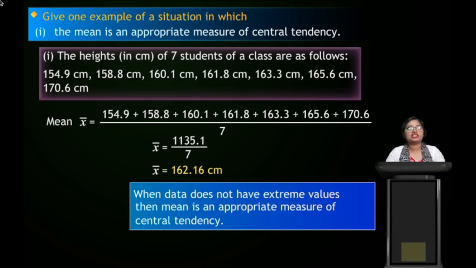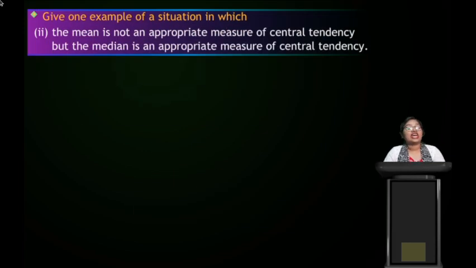So the difference between the extreme values should be very less. It should be very small. Then we can use the mean as an appropriate measure to find the central tendency. Now let us see the example to show that the mean is not an appropriate measure.